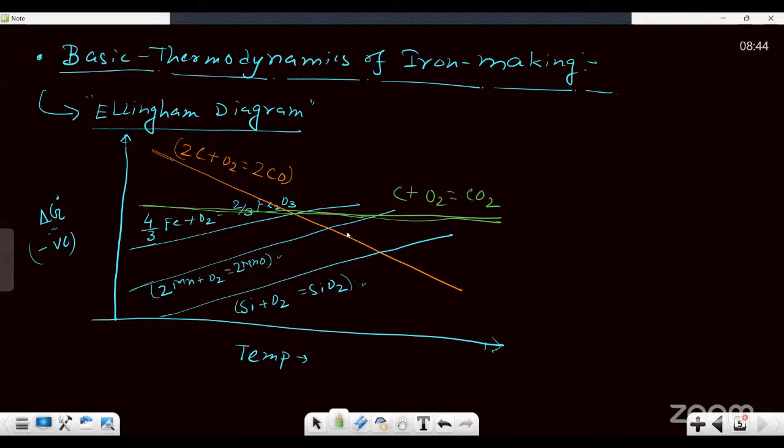So at that time, carbon will have a tendency to get converted to CO directly, carbon monoxide, because carbon dioxide is no more stable at higher temperatures. So carbon dioxide will break into carbon monoxide at higher temperatures. So at higher temperatures, you will get more and more CO compared to CO2. This is also a very important concept that we have seen.